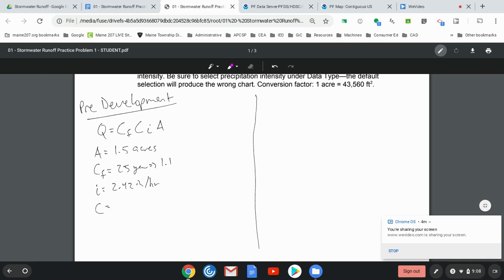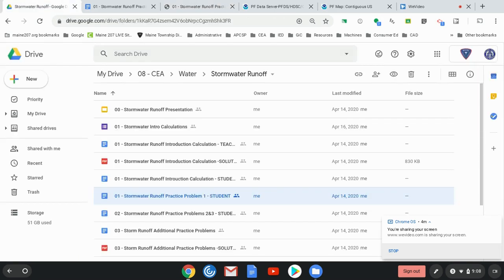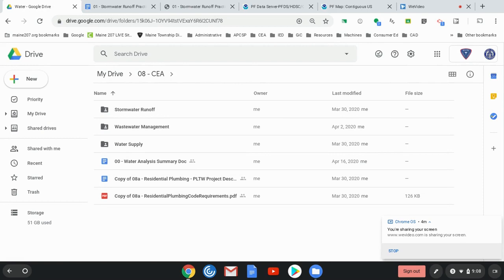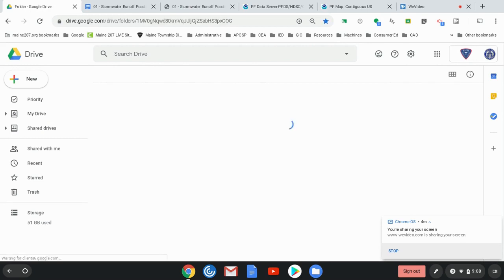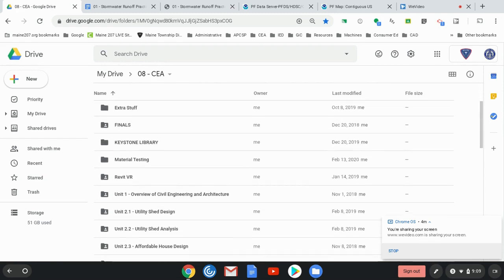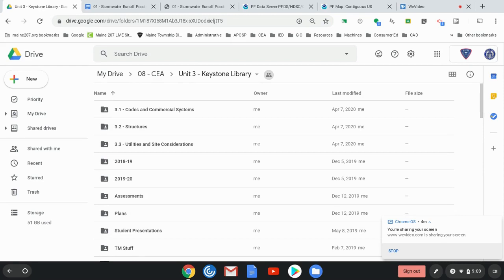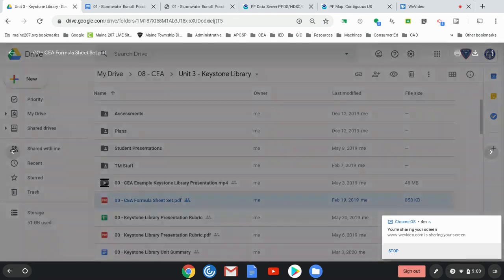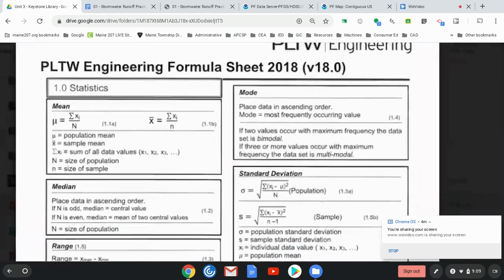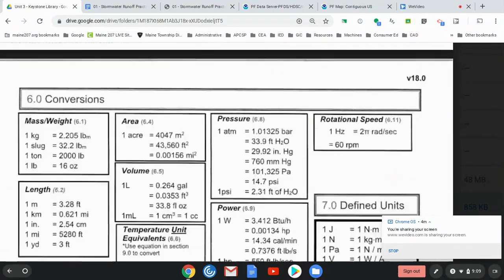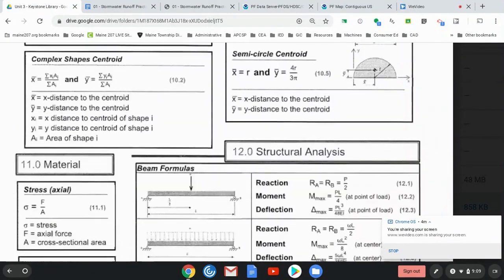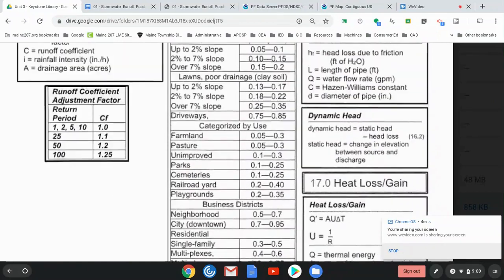coefficients for the land. So you go here, and you need to look up the formula sheet. Yeah, it's going to take me a second to find it. There we go. That's what we're looking for. So the formula sheet, if you scroll down, you'll find, keep going. Here we go.